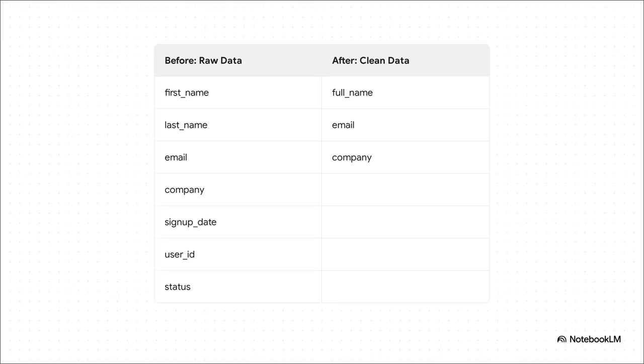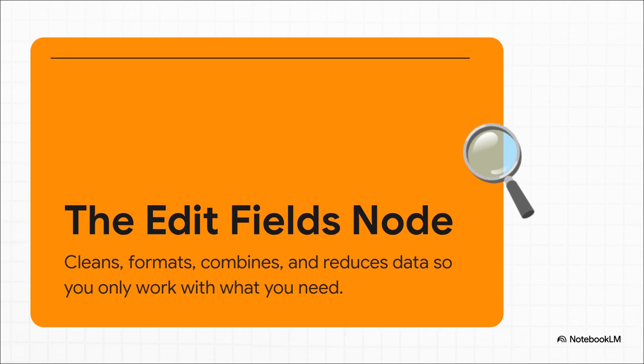Okay, so check this out. On the left, you've got the raw data, 7 different fields. That's way more than we need. But on the right, that's our goal, a clean, focused output with just the 3 pieces of information we actually care about. So how do we do that? Let me introduce you to your new best friend, the Edit Fields node. I like to call this one the data janitor.